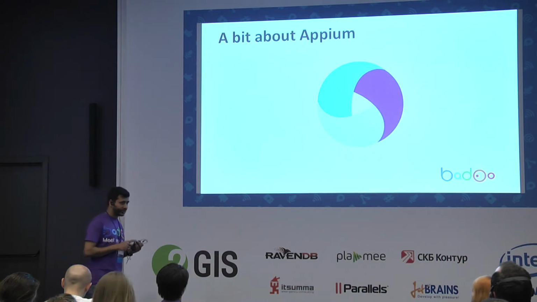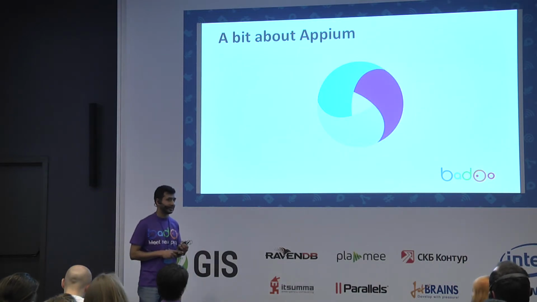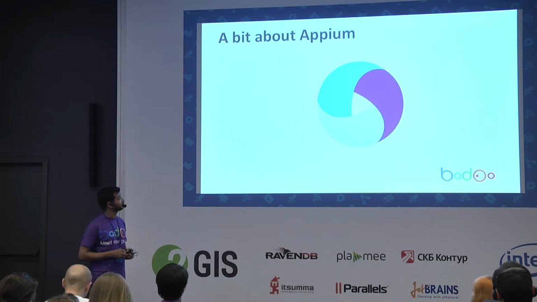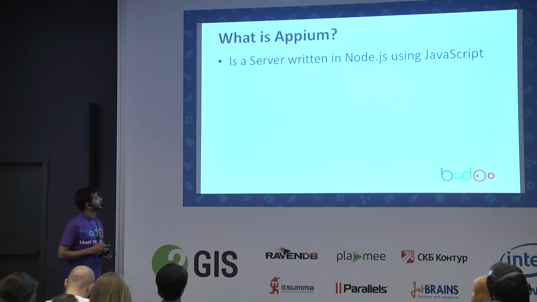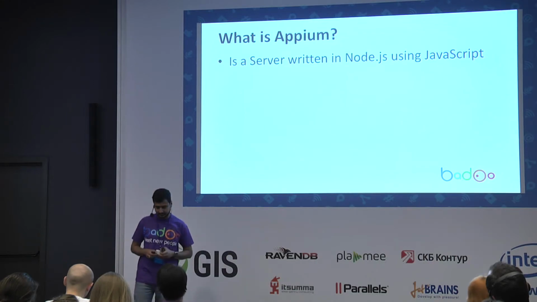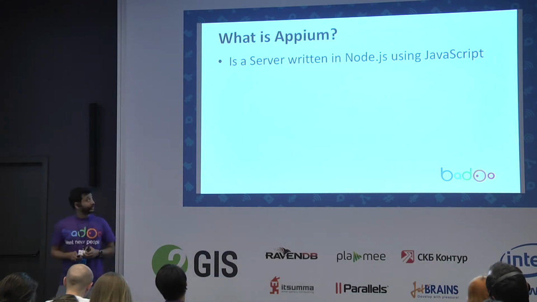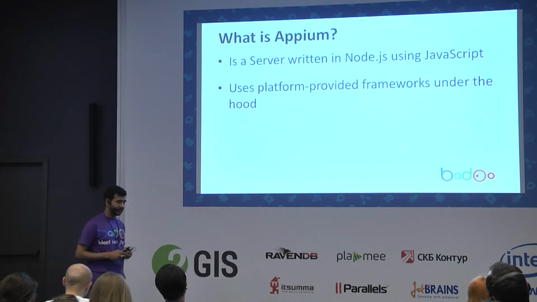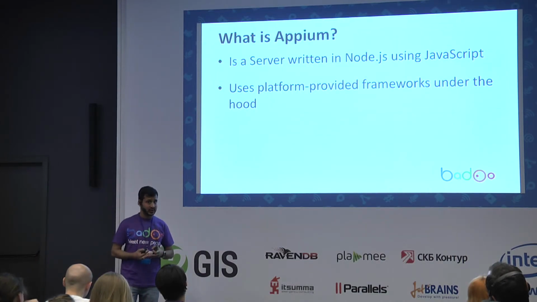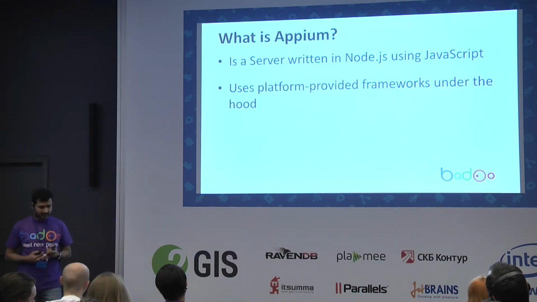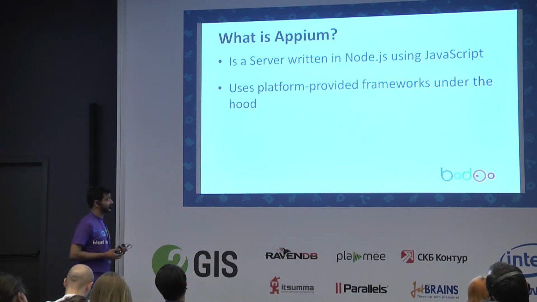So we are using the features and the step definitions we are writing for Calabash, and we implemented the low-level code with Appium, and we are executing these test cases. So what is Appium? It is a server written in Node.js using JavaScript. It uses the platform-provided frameworks under the hood. In Android, it uses the UI Automator. In iOS, it uses UI Automation, and for mobile web, it uses the Chrome driver.